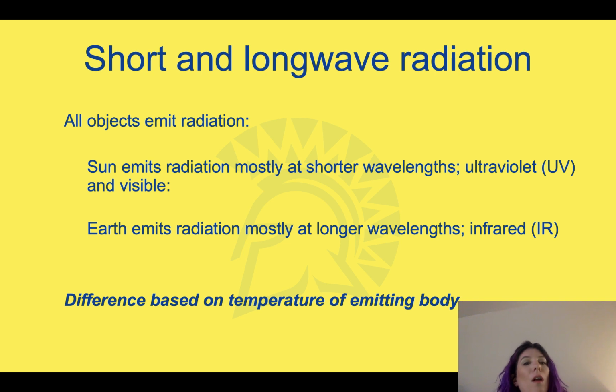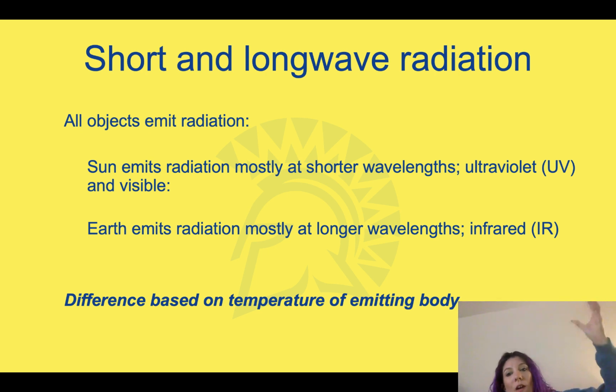Okay, like we said, all objects emit radiation, and the sun emits radiation mostly at shorter wavelengths in the UV and visible, and the Earth emits radiation mostly at longer wavelengths in the infrared, which is warming. So what that actually means is that we're warmed from the ground. We're not warm from above, we're actually warm from below.